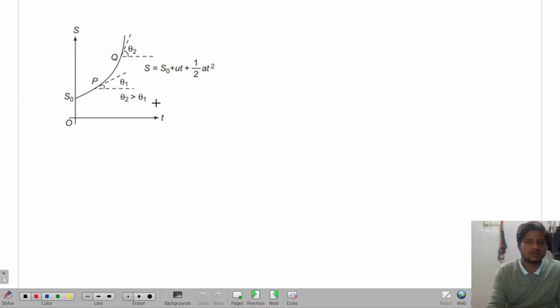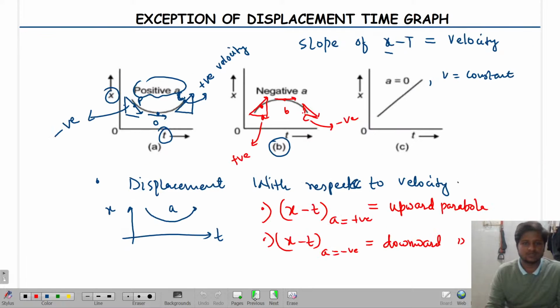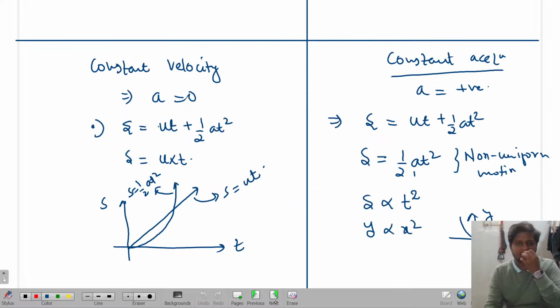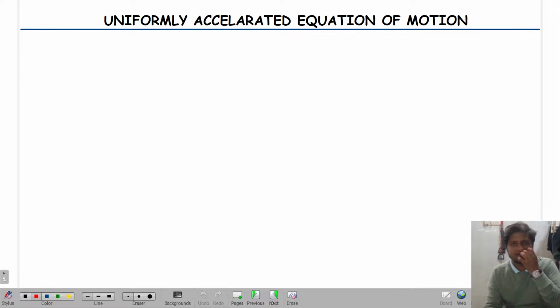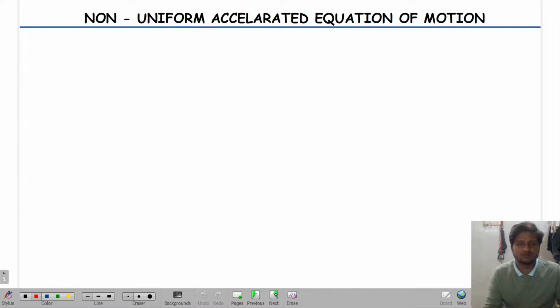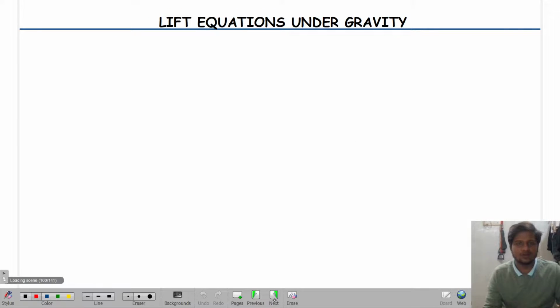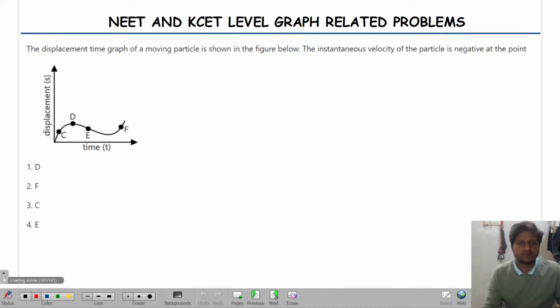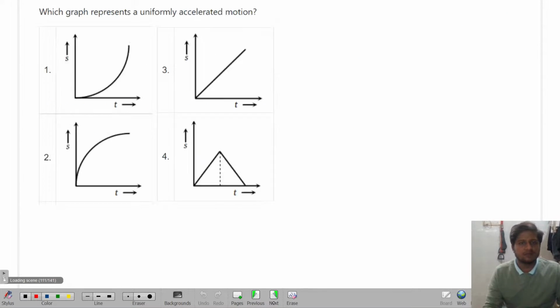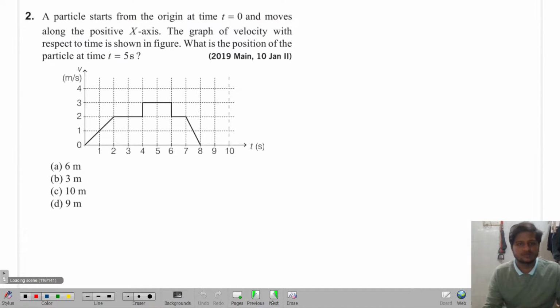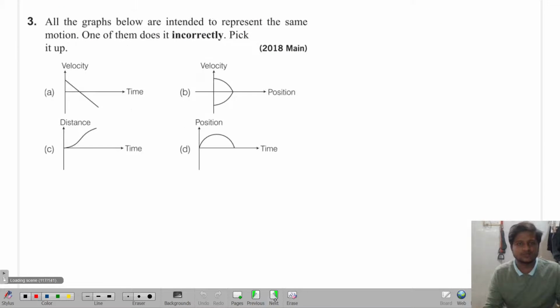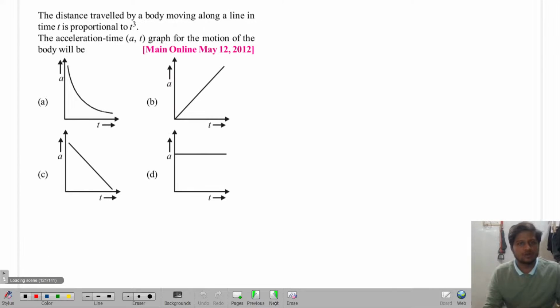Okay, last form of graph. After this, that class will be over. After that, I'll be talking about the different equations of motion for uniform motion. Then non-uniform equations of motion under gravity we have to talk about. Lift problems under gravity we have to talk about. After that, NEET and cassette table problems. I have made all of these level of problems. Then JEE Advanced questions. I'm going to talk about all of these things.